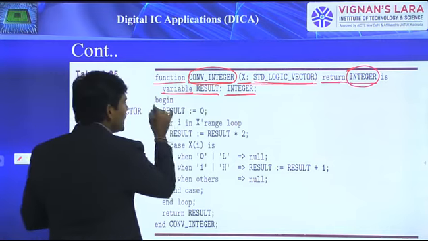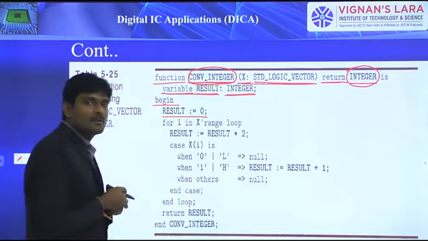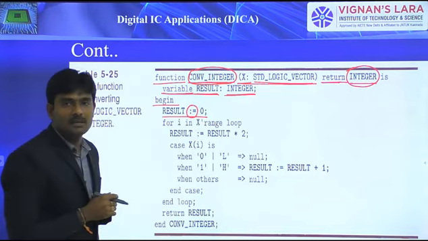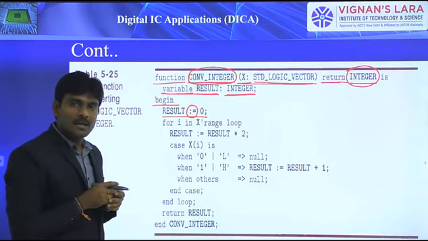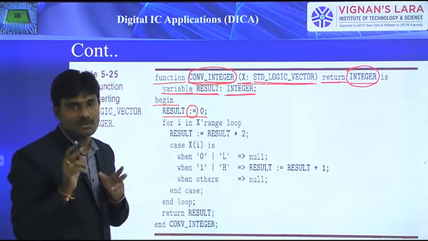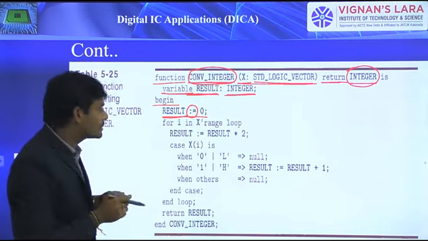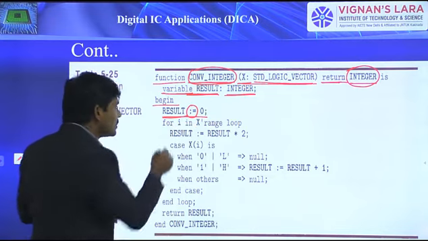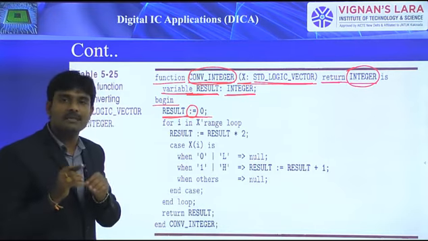Then after that, begin. The function body begins with the keyword begin. Initially I assigned the result value as 0. While assigning, here I consider colon equals, because I declared result as a variable. The variable assigning operator is colon equals. The signal assigning operator is less than equals. Remember those two. Here I am using result, which I declared as a variable, so we are supposed to use the variable assigning operator, colon equals. So result colon equals 0. Initially I assigned the result value as 0.